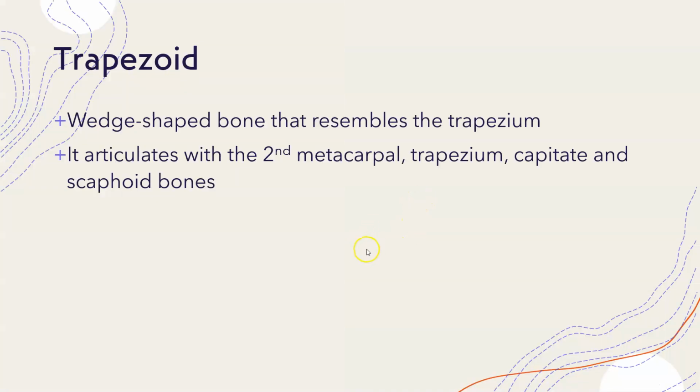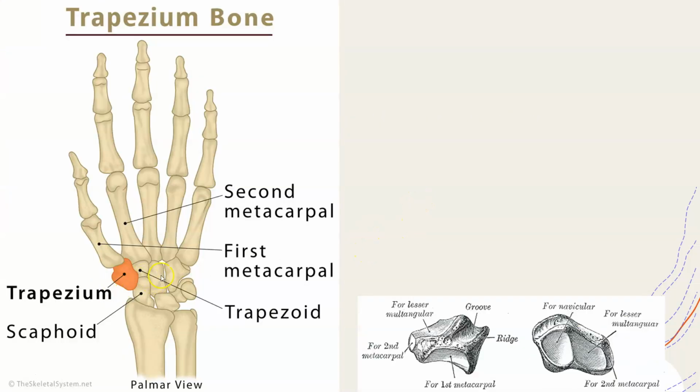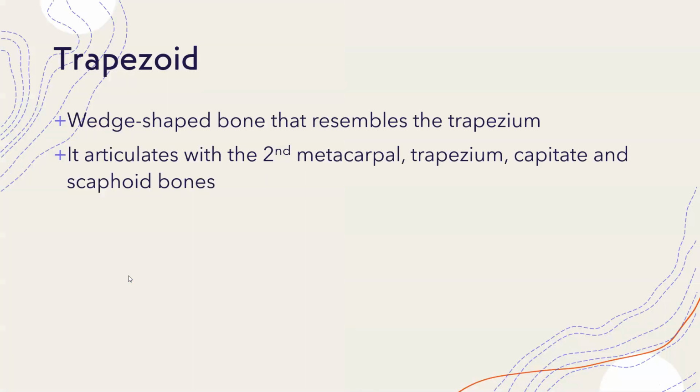Our next is called the trapezium, or trapezoid. The way I remember it, because it just fits with words that sound the same: trapezium, thumb. That's how I always remembered it. Trapezium, thumb. Our next is our trapezoid. It's wedge-shaped. It resembles somewhat the trapezium.